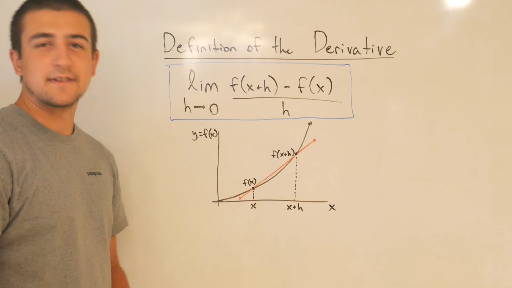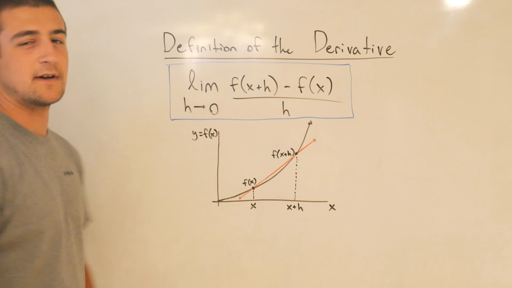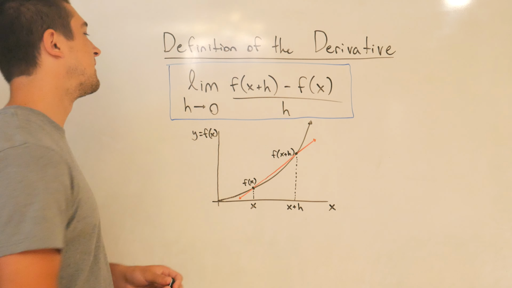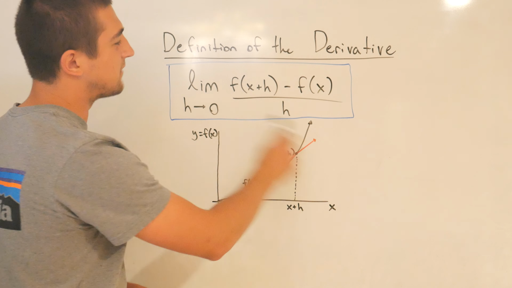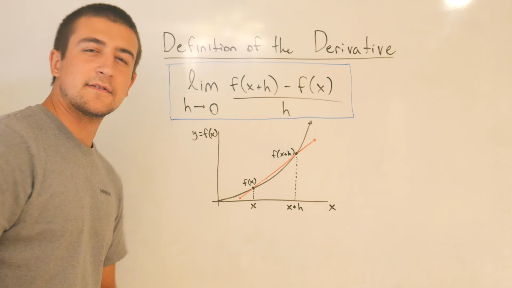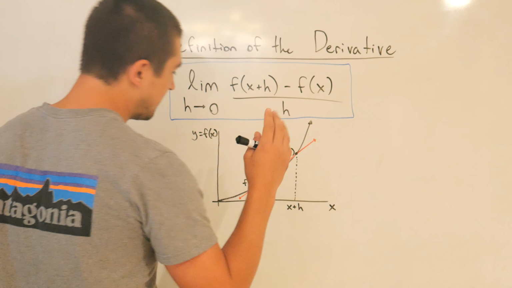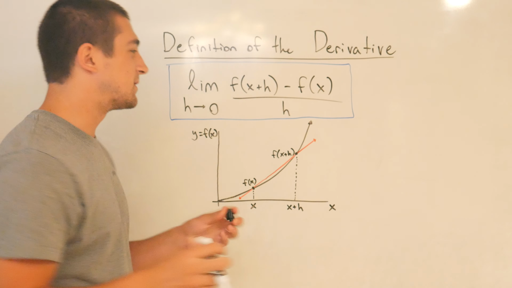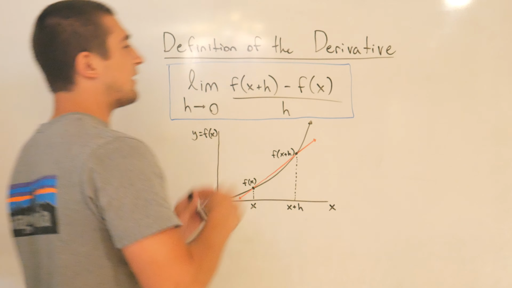Now let's take a look at the definition of the derivative. The definition of the derivative, in all its glory, is the limit as h approaches 0 of f of x plus h minus f of x divided by h. So how do we get this? What does this mean? Well, it's basically the slope formula, and I'm going to show you how. It's a slope formula with a limit of points.